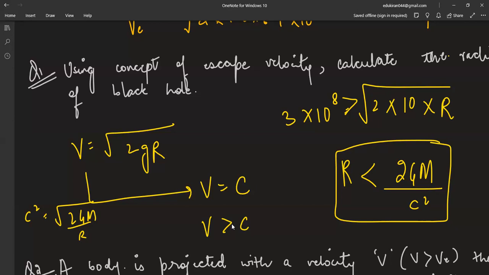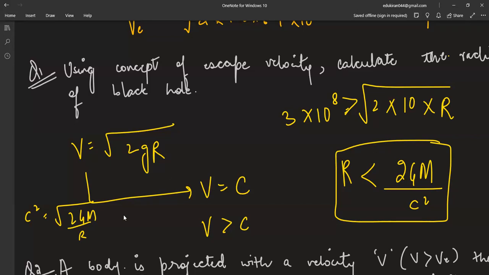Now, coming to this question, so this you have understood, electromagnetic waves, if you're talking about light, we're talking about anything, this value of speed of light, 3 into 10 to the power 8, is necessary. Now it says using the concept of escape velocity. Using the concept of escape velocity means using this formula, v is equal to under root 2GR. Calculate radius of black hole. You have to find out this.